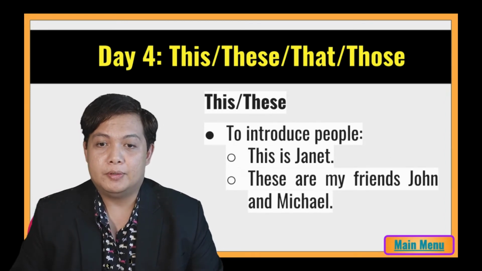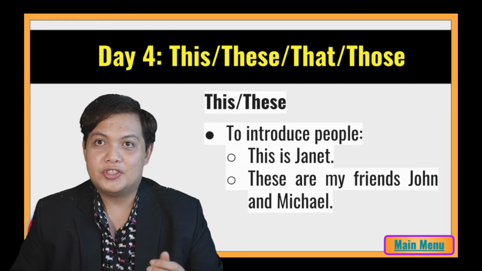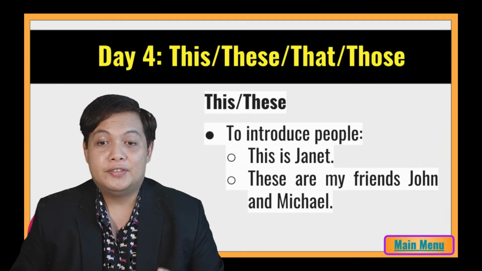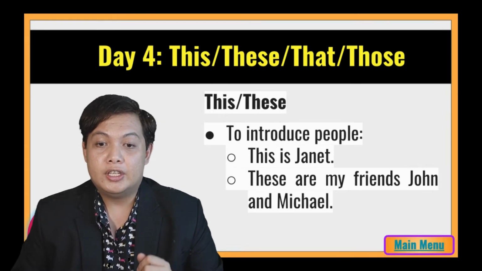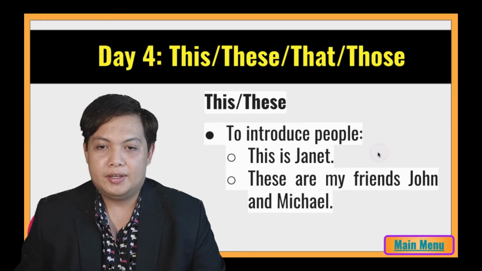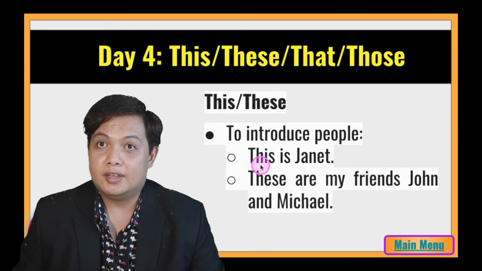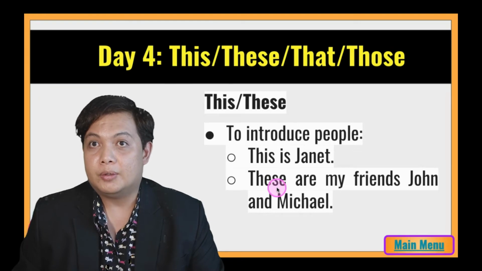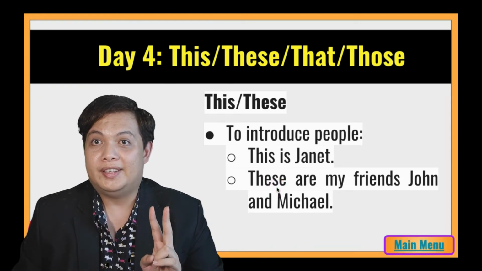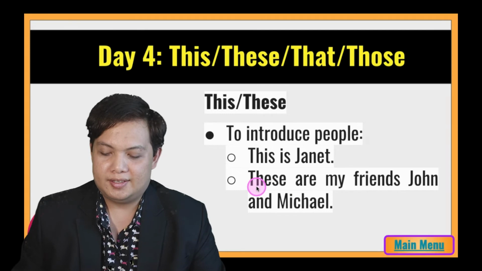To introduce people, this is Janet. These are my friends John and Michael. So take note, Janet is a singular noun, so we have a singular pronoun. Now here, these, we are talking about two friends. So that's why we use this.